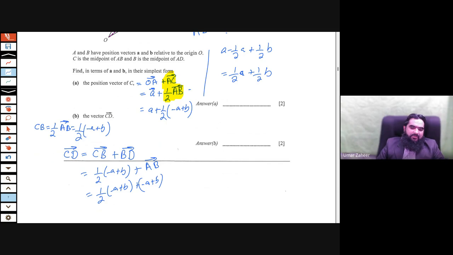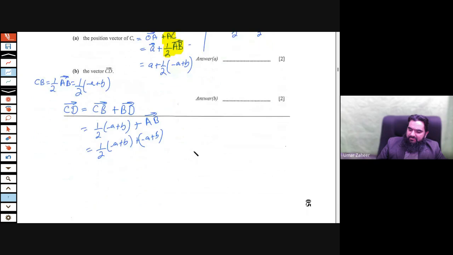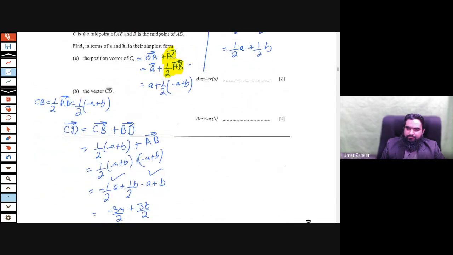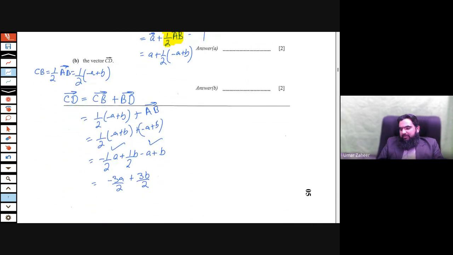Yes, Shayan, was there any question up to here? No, sir. Now there is only simplification. Minus 1 by 2 a plus 1 by 2 b minus a plus b. Minus 1 by 2 a minus a, that will be minus 3a over 2. 1 by 2 b plus b, that is plus 3b over 2. Yes, any question?